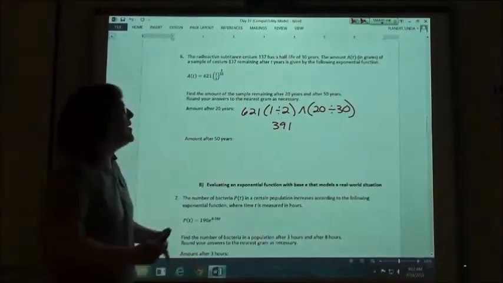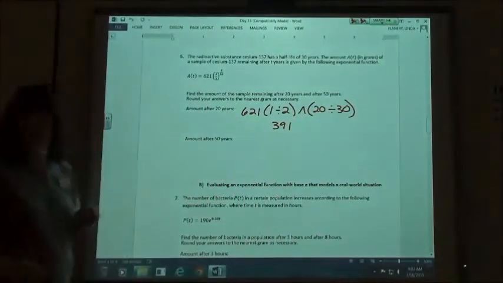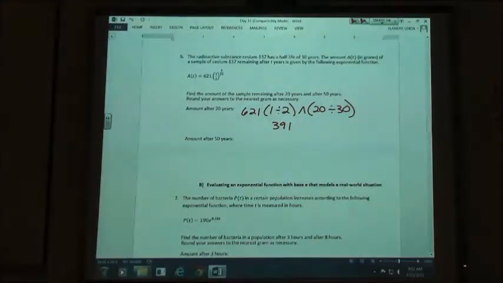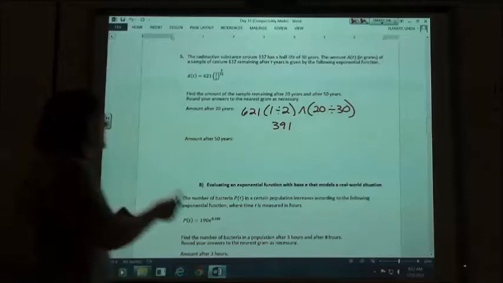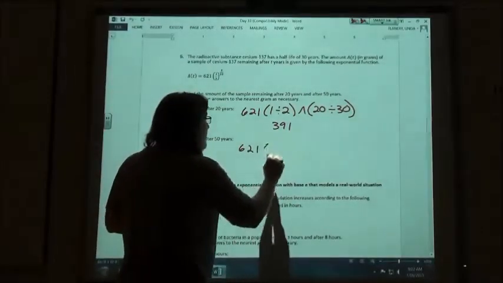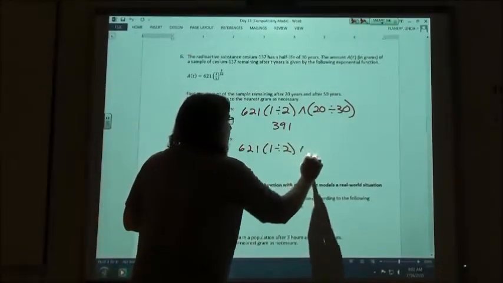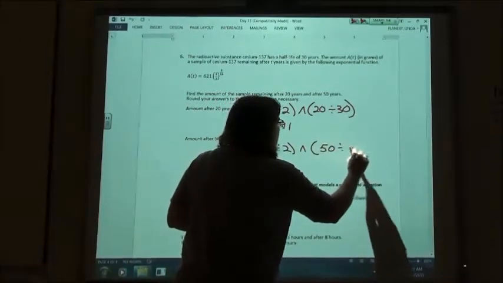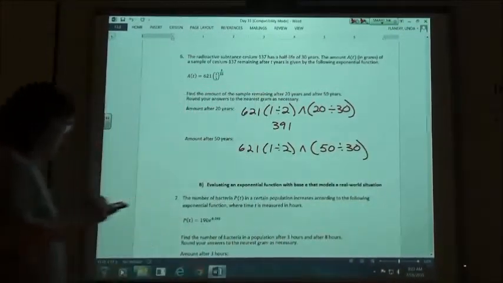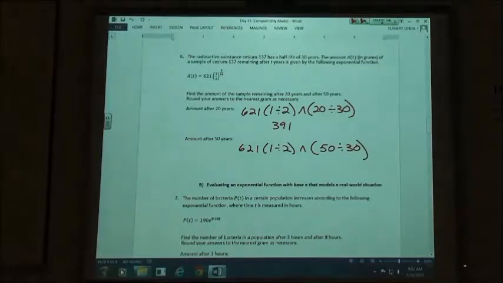Again, we didn't quite make it to the 30 years, so we have a little more than half left over, right? Then we're going to do after 50 years. So 621, my half-life, and we're going to have 50 divided by 30. Did I punch that in wrong? Try that again.